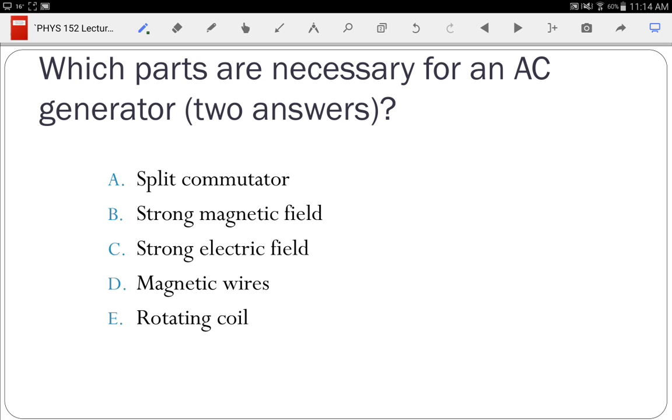I do have this question. Which parts are necessary for an AC generator? And this is the one, Reagan, where you have to put in two answers and then hit enter. I knew I had one.